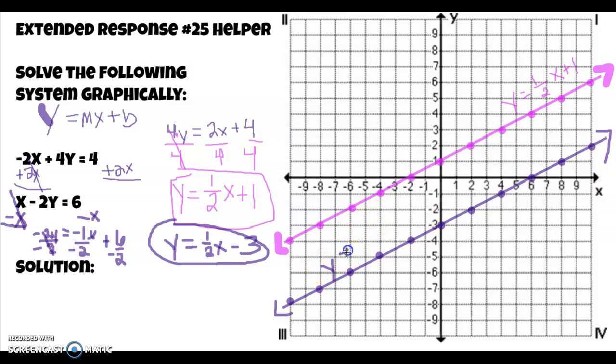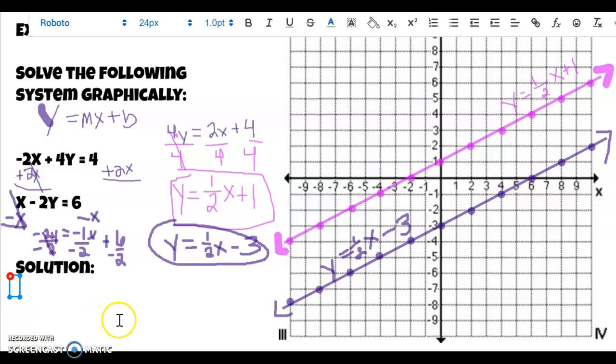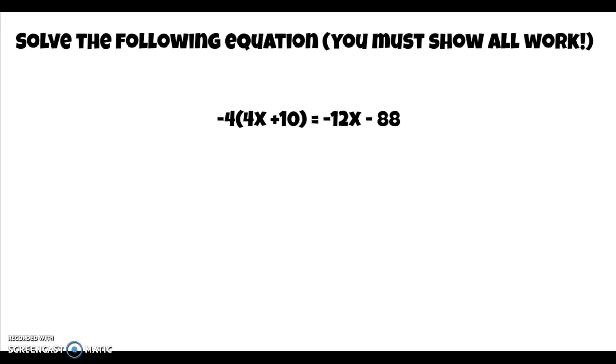So let me go ahead and put y equals 1/2 x. And you'll notice that you know there's no solution by looking at the equations because they have the same slope but different y-intercepts. So when it comes down here to solution, I'm just going to put no solution. All right, there's my first question. I'm going to go down to my next question.